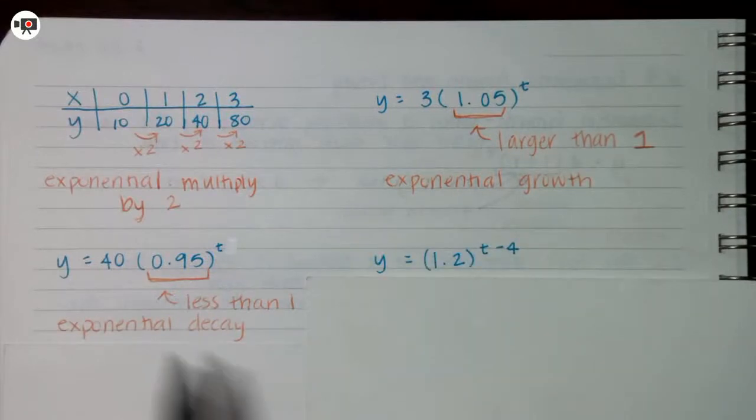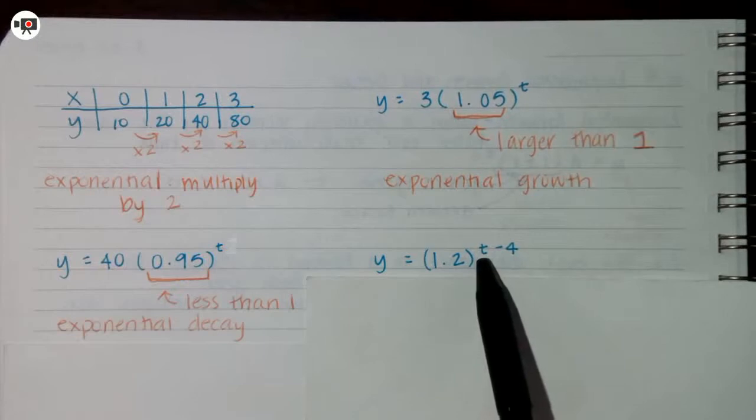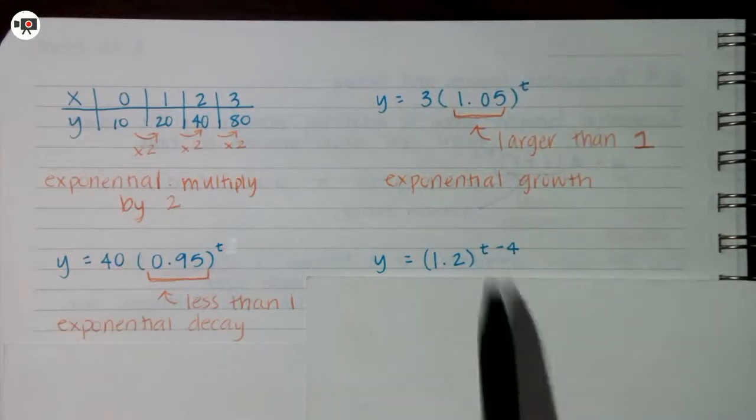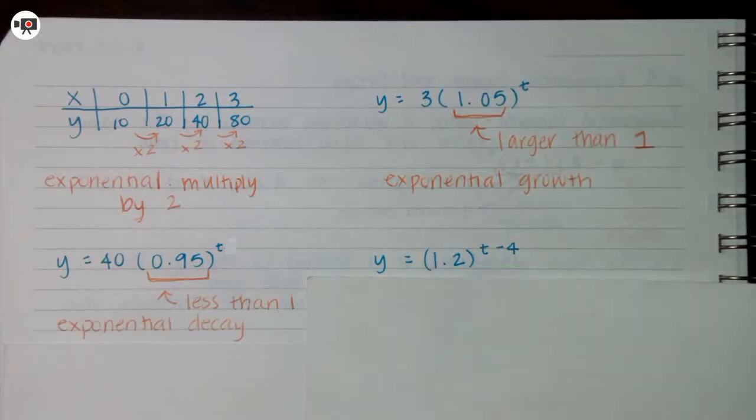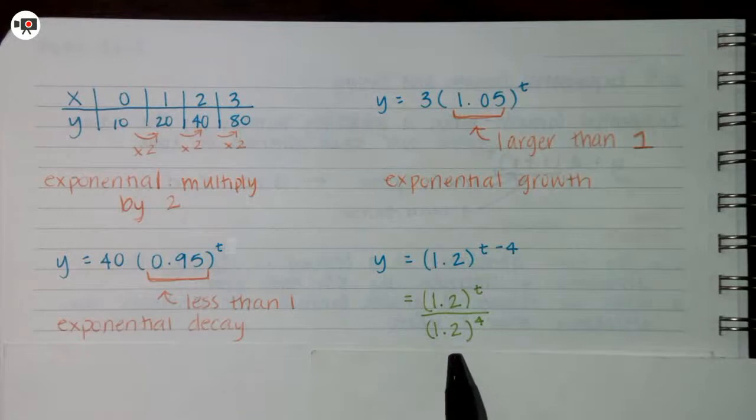But sometimes they're not always given in just this form. Here I have 1.2 to the t minus 4. So I need to rewrite this to have just a regular t. And so I'm going to use my properties of exponents to rewrite this and simplify.